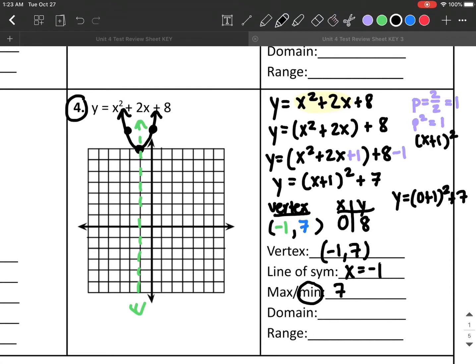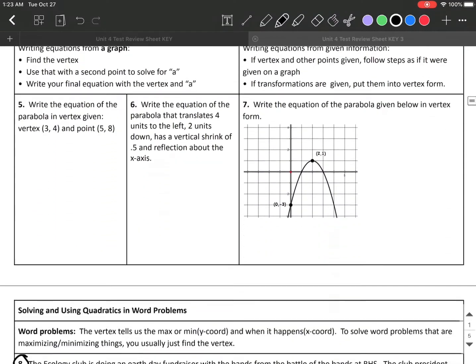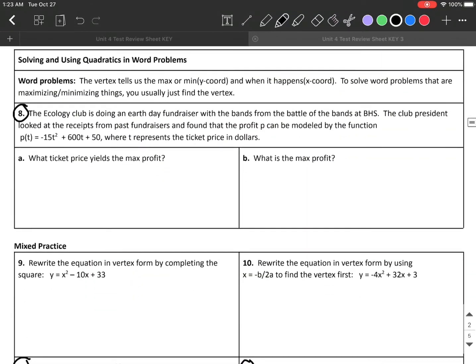The domain is negative infinity to positive infinity, and the range is, my lowest value, my minimum is 7, going to positive infinity. All right, next question was number 8. This is one of the quadratic word problems.